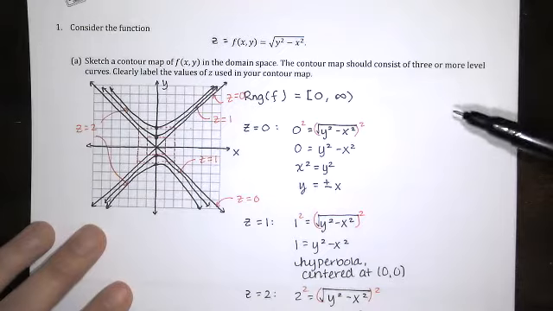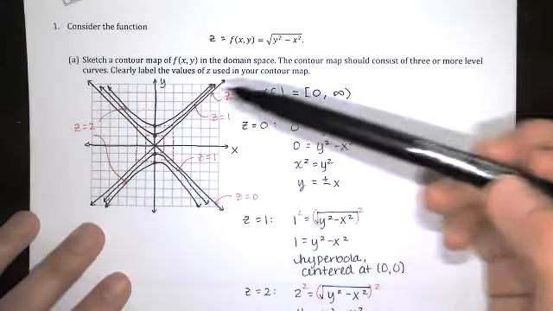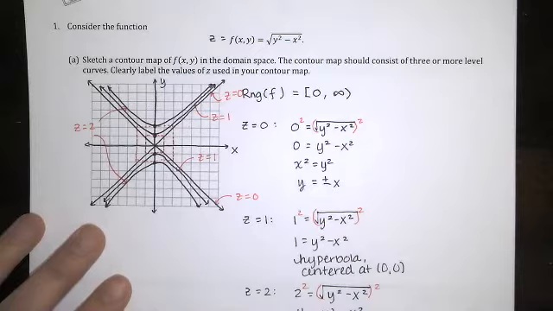It says the contour map should consist of 3 or more level curves. Label the values of z used in your map. We did. Okay, we're done.